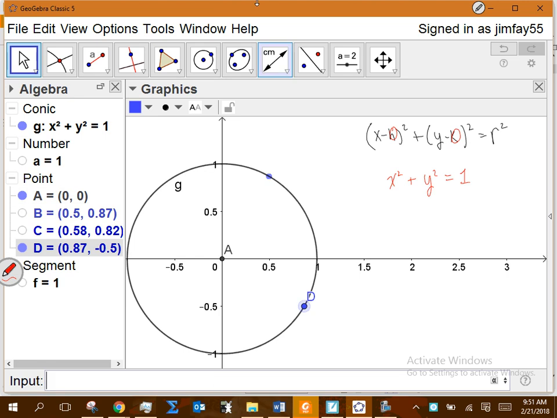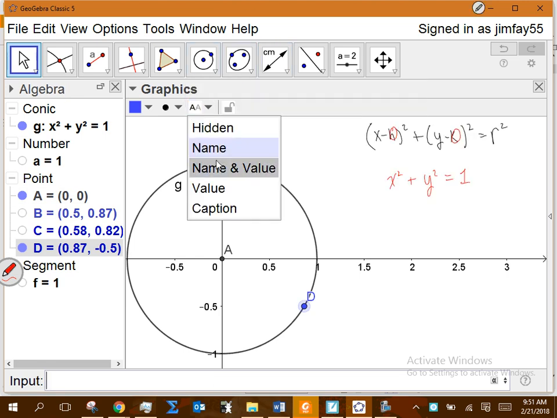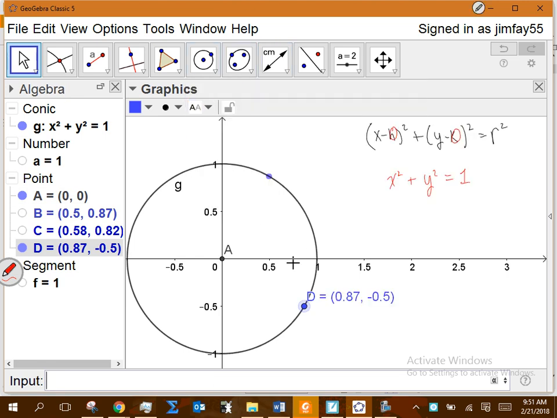That point right there, right? And show its name and value. So, whenever you see this, that's radical 3 over 2 right there. Okay. Can I use symmetry with this circle? Is every circle symmetric about its diameters?